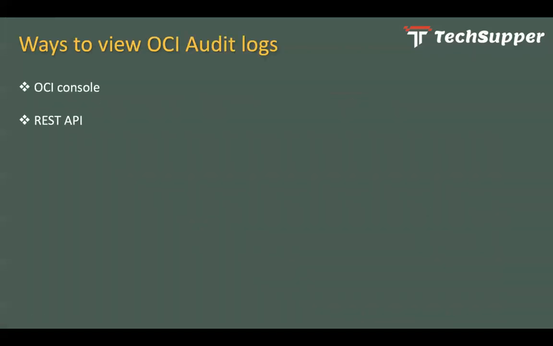The second way is to use the REST API. So sometimes you need to create an integration which will take these OCI audit logs and sync them to your downstream application. So the REST API will be useful in all those cases. And then obviously there's another way, the command line interface. So in this video, I will show you how to view the log via the OCI console, as well as how to use the REST API to fetch the audit logs.